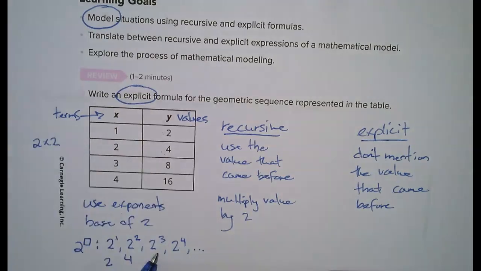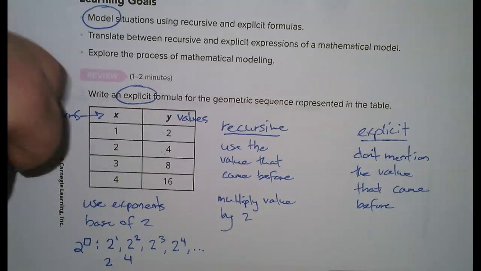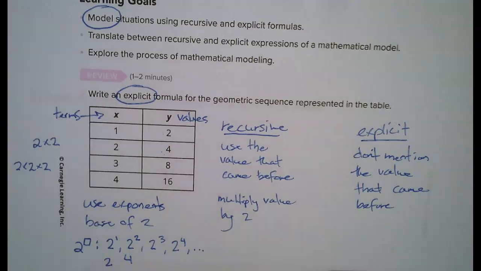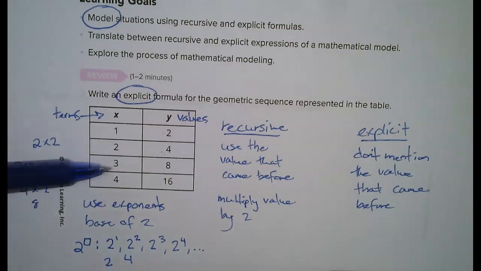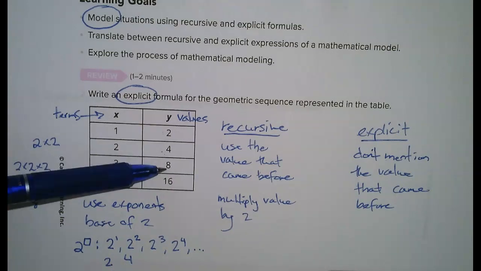2 to the third power is the same as saying 2 times 2 times 2. And some people like to draw these little lines and say 2 times 2 equals 4, 4 times 2 equals 8, right? So you do them one at a time. 2 times 2 is 4, and then 4 times 2 equals 8. So look, 2 to the third power equals 8.